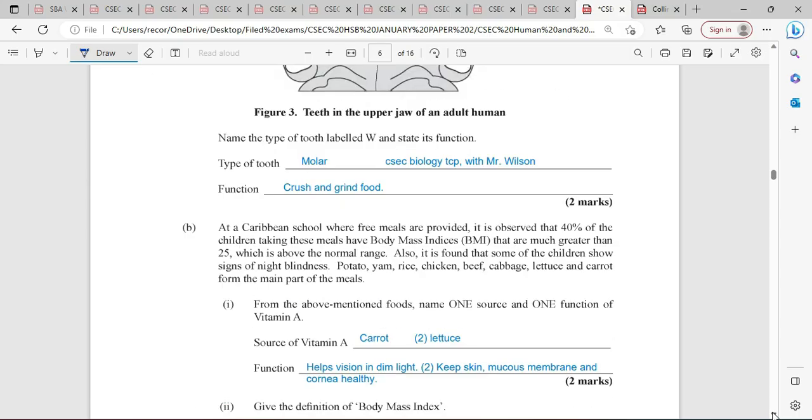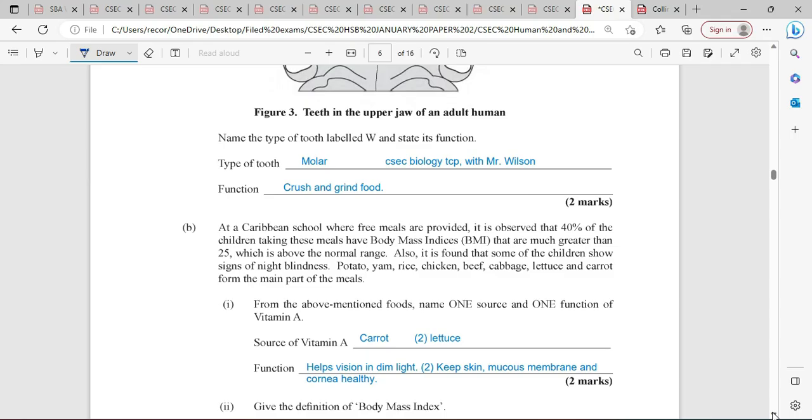At a Caribbean school where free meals are provided, it is observed that 40% of the children taking these meals have body mass indices, BMI, that are much greater than 25. That suggests that they are overweight, which is above the normal range. Also, it is found that some of these children show signs of night blindness. Right away, we know it's vitamin A.